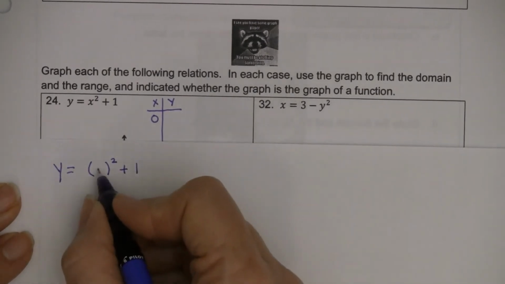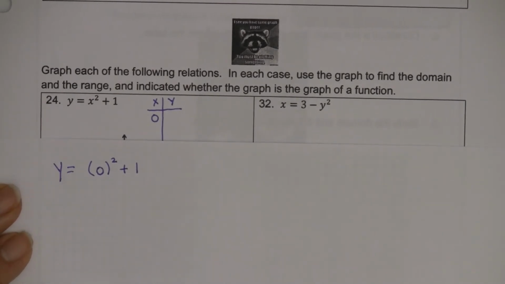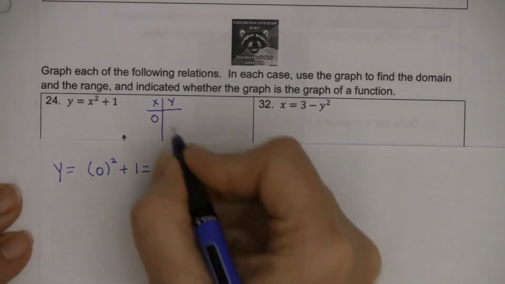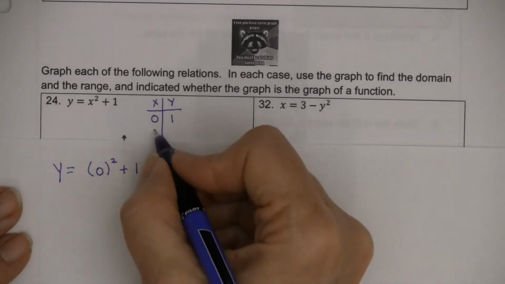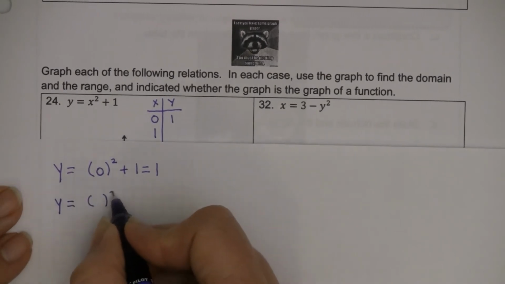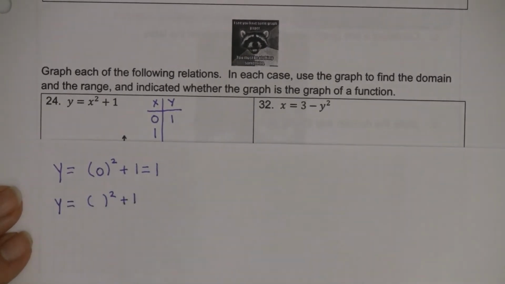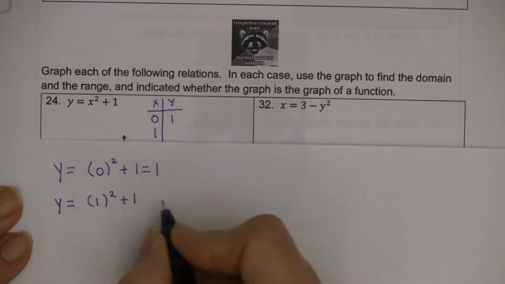And we just said that we were going to put in 0. And when we do the math there, 0 squared plus 1 is 1. So I'm going to put that right here, 1. And then I'm going to pick another value for x, and I'm going to choose 1 because it's easy. And so I'm going to do the arithmetic here. So the same equation that I had, y equals x squared plus 1, and I put parentheses for where x is going to go. And when I put in 1, I'm going to get 1 squared plus 1 is 2.